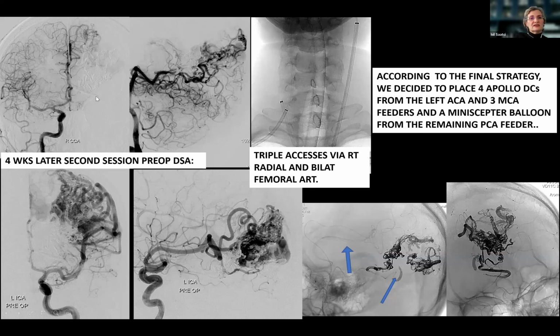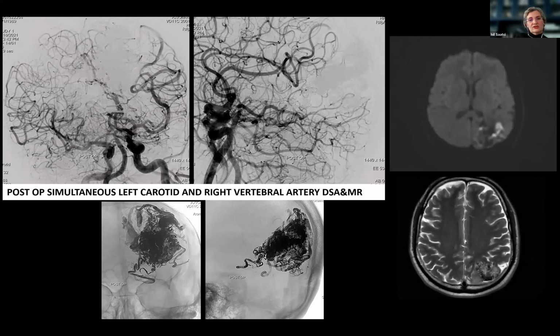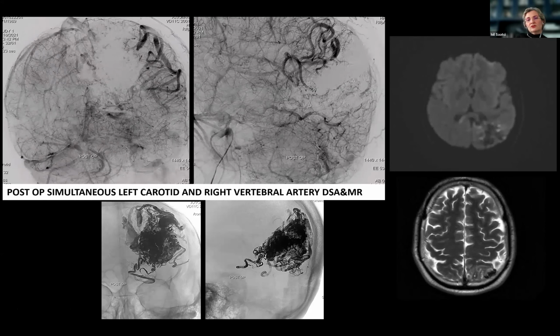And even in the second session, we decided to put 3 catheters from the MCA, from the left ICA, 1 from ACA. So we should come from the right side, because there's not enough room for coming from the left side, and another catheter to the PCA. So we need triple accesses, and then 5 catheters at a time. We did the embolization, and this is the end result with this compact nidus obliteration and control MRI.